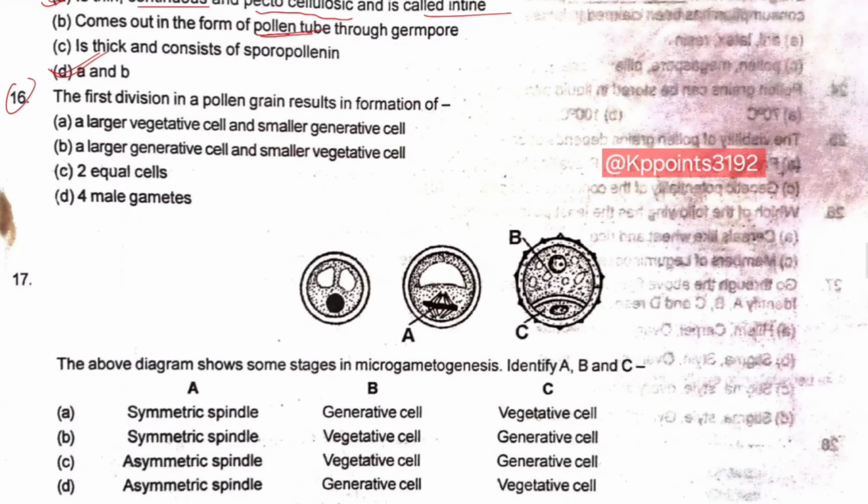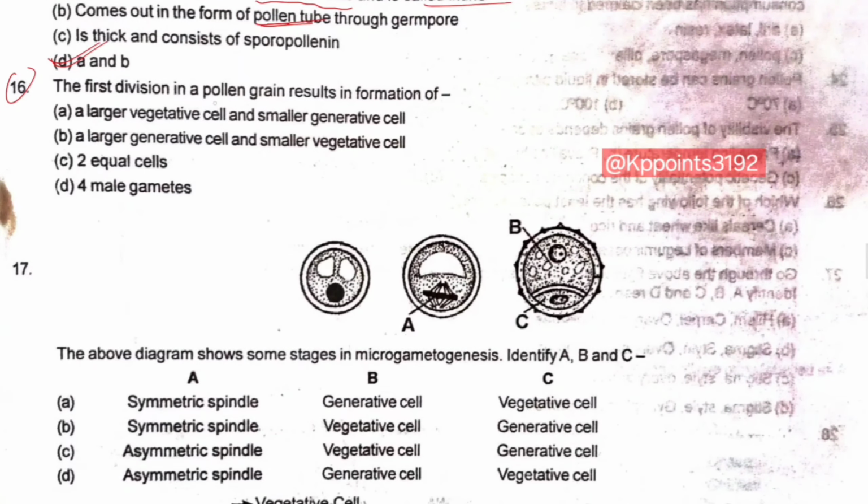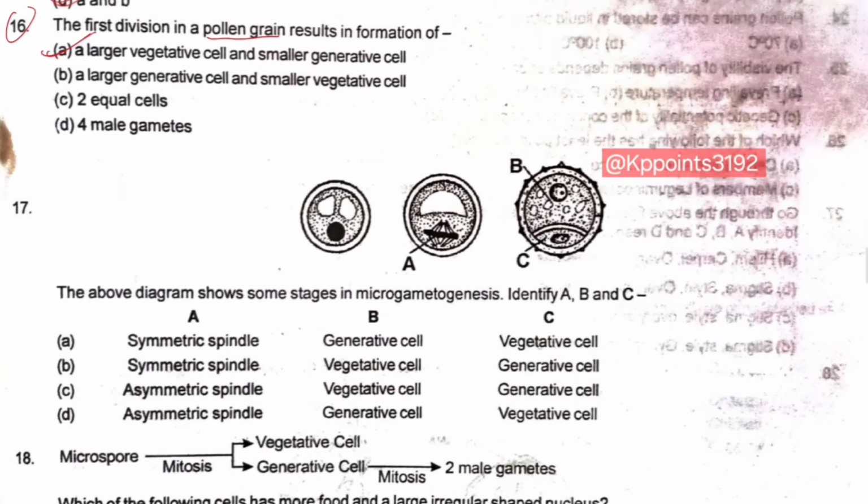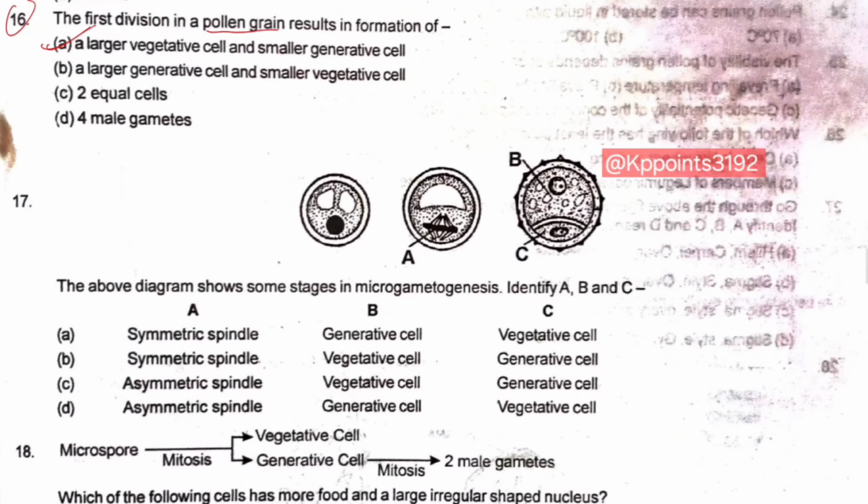Number 16. The first division in a pollen grain results in the formation of a large vegetative cell and a smaller generative cell. Yes, the correct answer is A. Now question number 17.